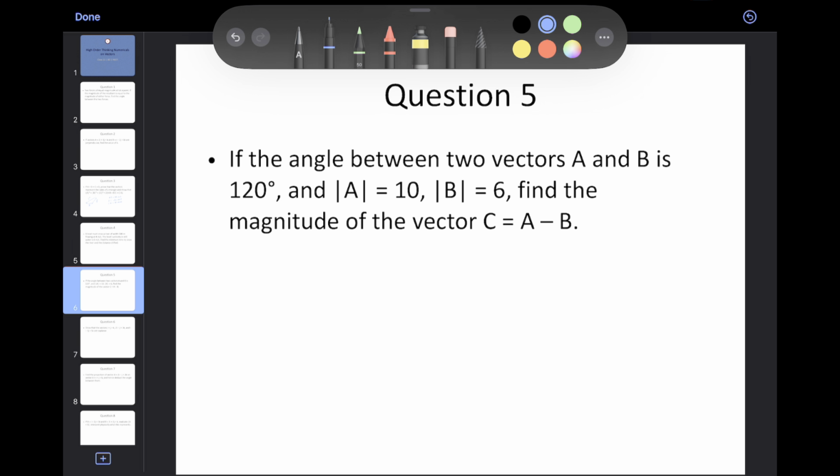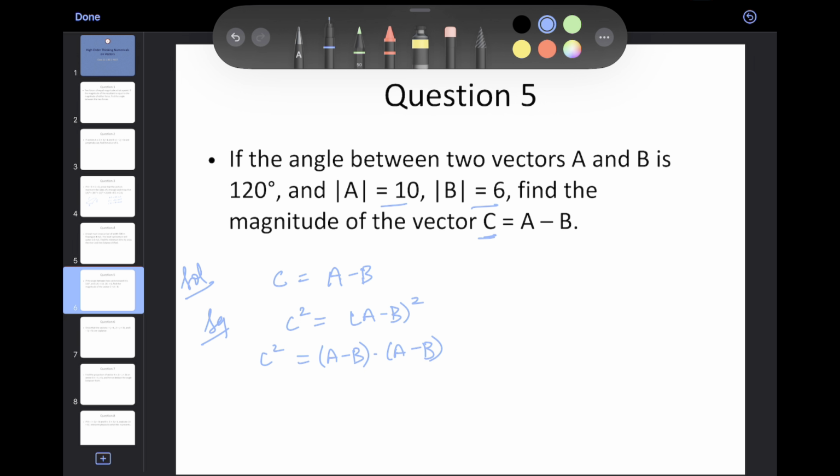Next is, if the angle between two vectors A and B is 120 degree, A and B is this, find the magnitude of the vector C. So we have to find C, which is actually equals to A minus B. So for A minus B, you don't put it like this. What you can do, again, you can square it. You can square both the sides, and when you square it, this A minus B can be written as A minus B dot A minus B.